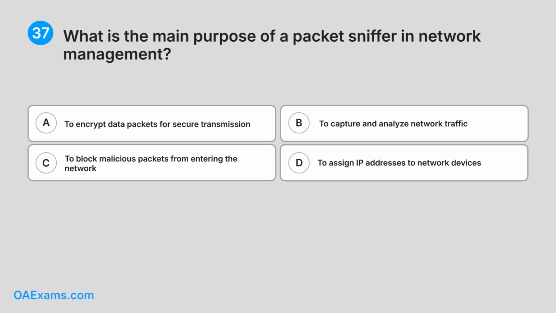37. What is the main purpose of a packet sniffer in network management? A. To encrypt data packets for secure transmission. B. To capture and analyze network traffic. C. To block malicious packets from entering the network. D. To assign IP addresses to network devices. What do you think is the answer?